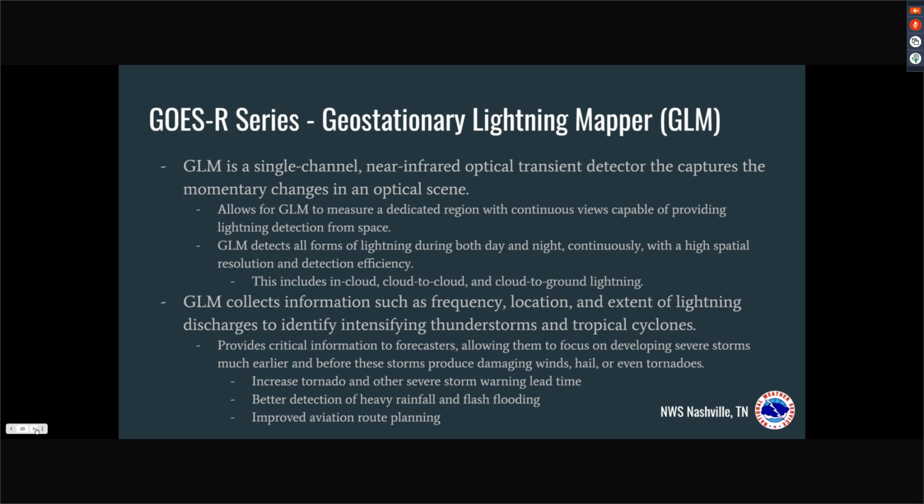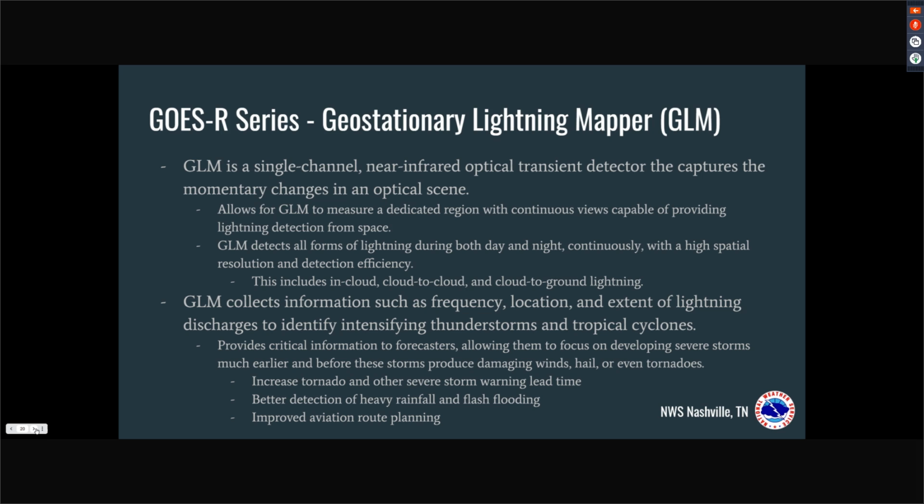So the other tool we'll talk about just briefly is the Geostationary Lightning Mapper. This is just a single channel and it's a near infrared. Basically, it's just taking a bunch of pictures and noticing if there's any type of lightning in that image. So it allows us to get a continuous view of where lightning is located, and it measures in-cloud, cloud to cloud, and also cloud to ground lightning.